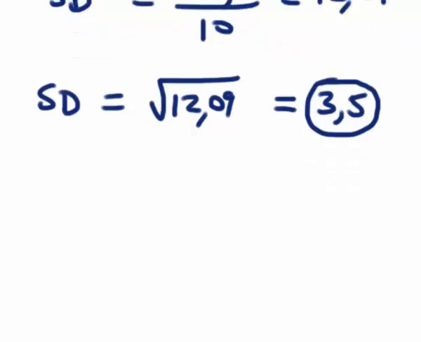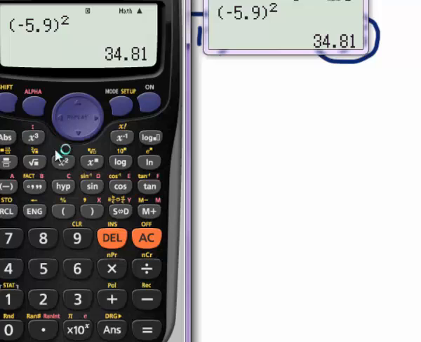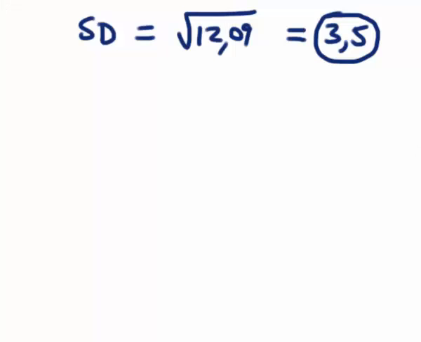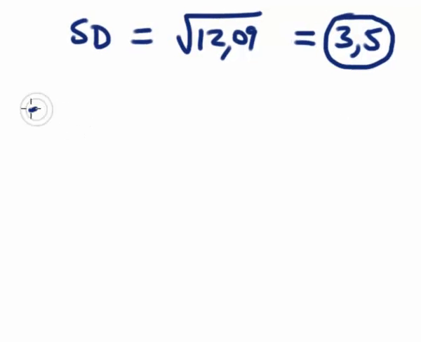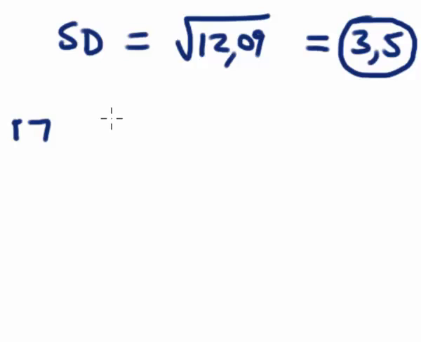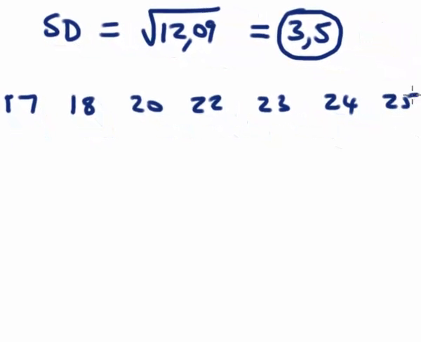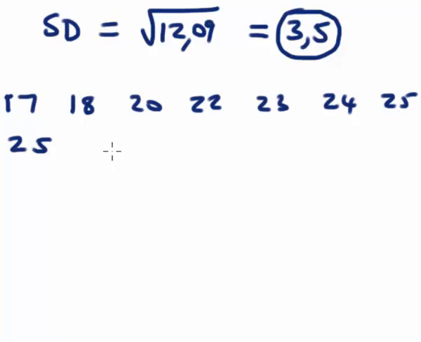Now if we use a calculator, I'm going to bring up the calculator and show you exactly how to deal with this. Let's write the scores down from smallest to biggest. We've got 17, 18, 20, 22, 23, 24, 25, 25, and then 27 and 28. There's 10 of them: 1, 2, 3, 4, 5, 6, 7, 8, 9, 10.